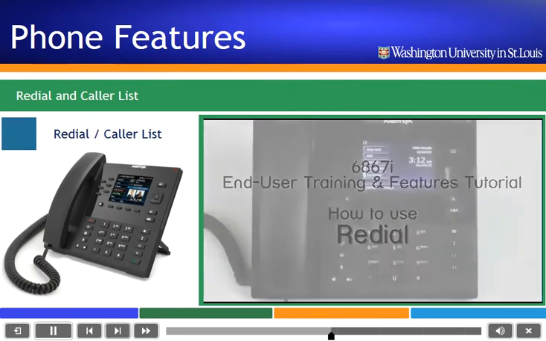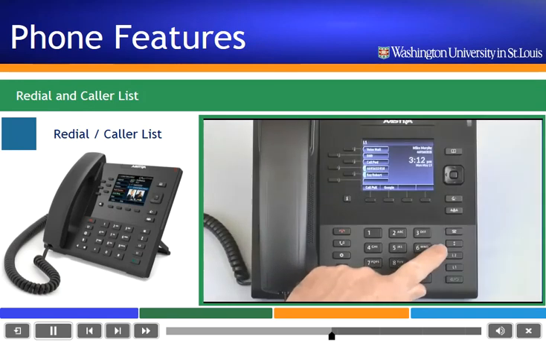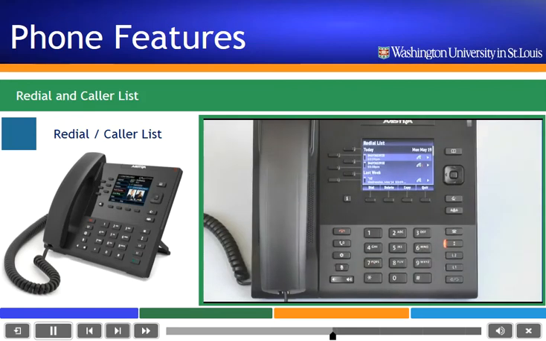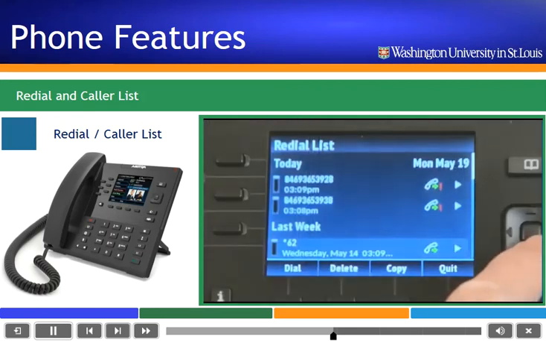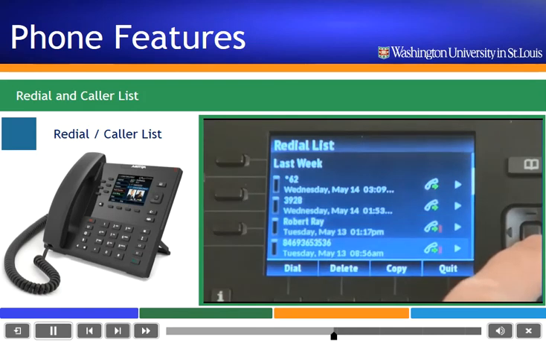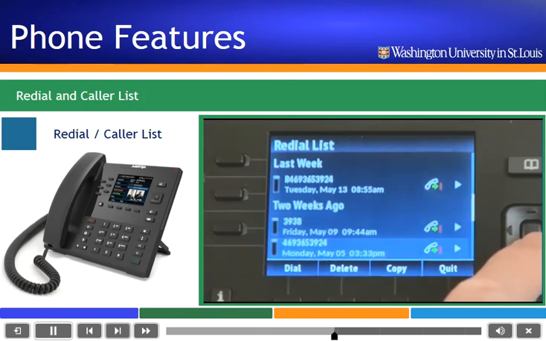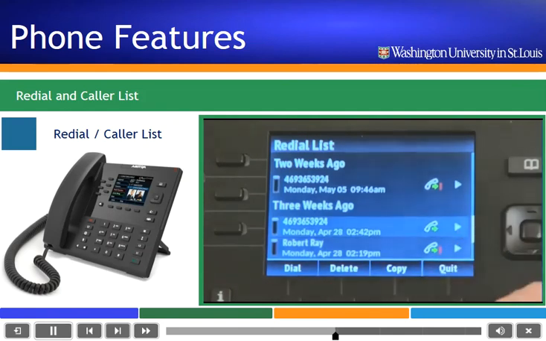If you would like to redial a previously dialed number, press the Redial button. The Redial feature stores up to 100 of the last dialed numbers. Use the up and down arrows on the navigation button to cycle through the list. With an entry highlighted, you can dial the number, delete the entry, and if enabled, you can copy and save the entry to your personal directory.